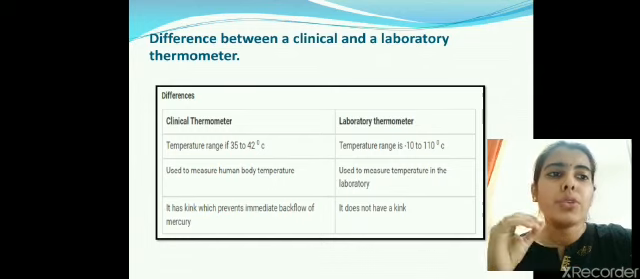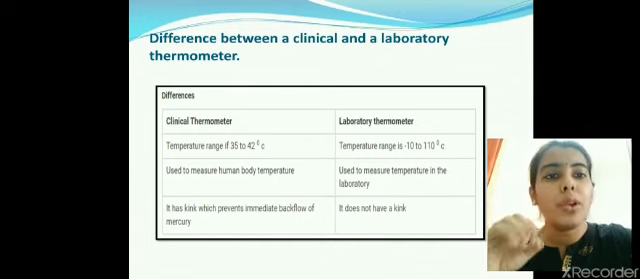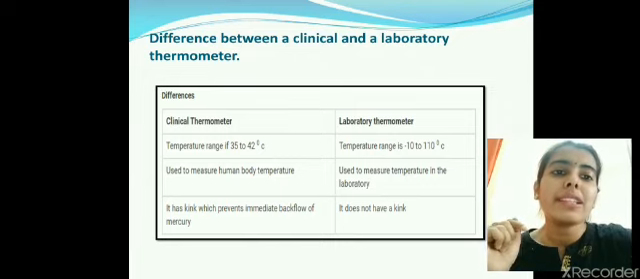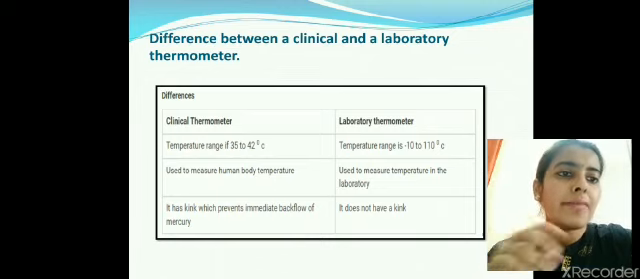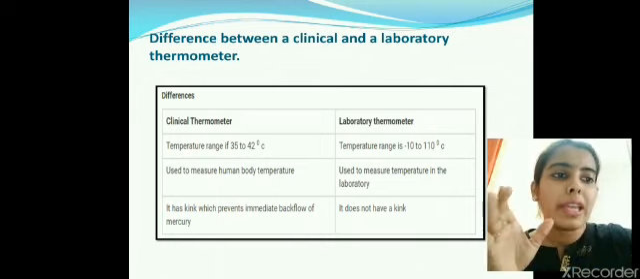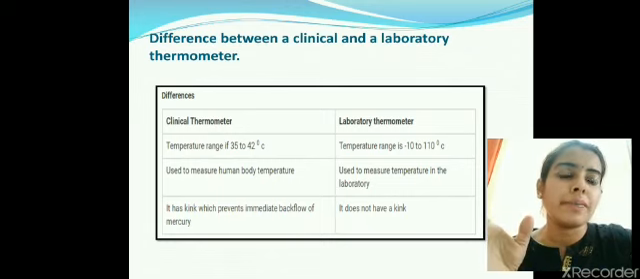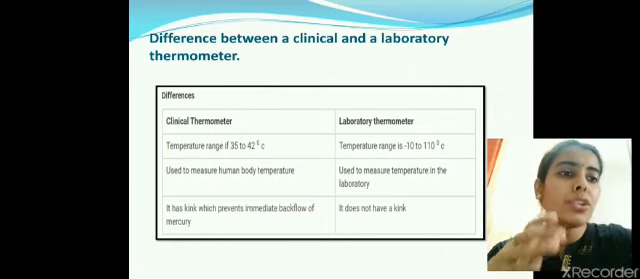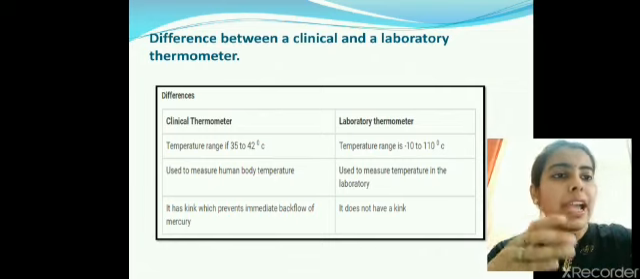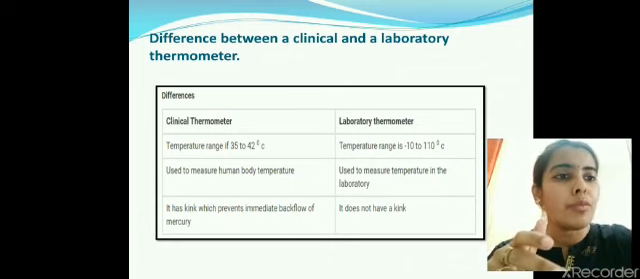So if I want to keep the clinical thermometer in boiling water, will it be safe? No, because it will not support it. The maximum range it can support is 42 and water boils at 100 degrees Celsius. So never play with thermometers, always handle them with care, and no need to try any experiments at home with these thermometers. So to conclude today's session, we discussed the different units used for measuring temperature, and we discussed the different types of thermometers. See you in the next session.